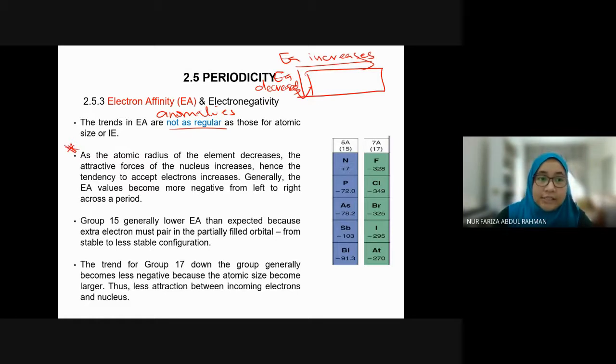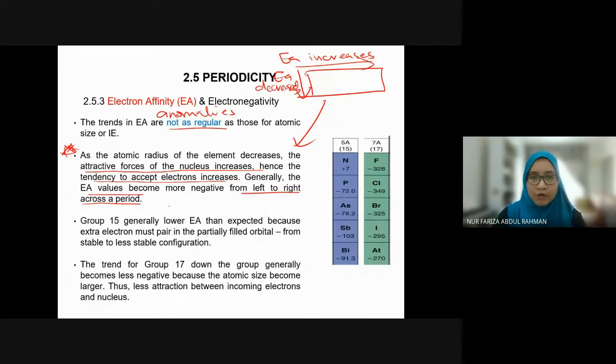So here it explains. In this second point, as the atomic radius of the element decreases, the attractive force of the nucleus increases, hence the tendency to accept electrons increases. Generally, the EA value becomes more negative. Across the period, the EA value becomes more negative from left to right.